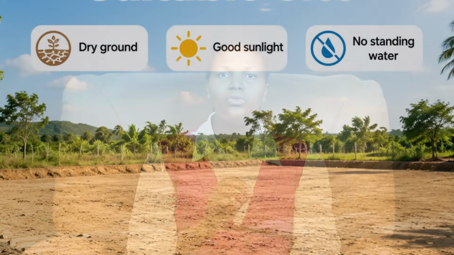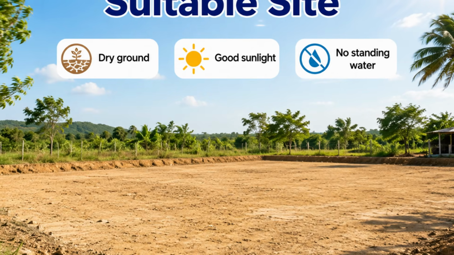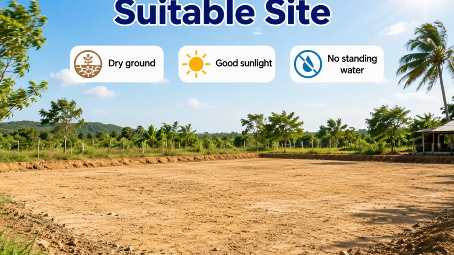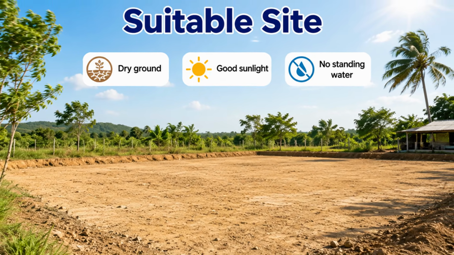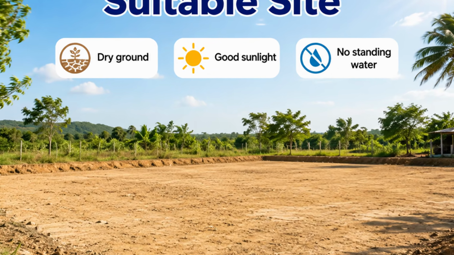Step 1, choose a suitable site. Now select a dry and well-drained area. The place should not flood when it rains, and it should have enough sunlight and fresh air. It should also be away from dirty water and any kind of waste. And the site should be safe from predators and thieves.